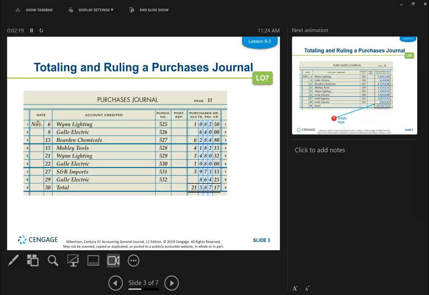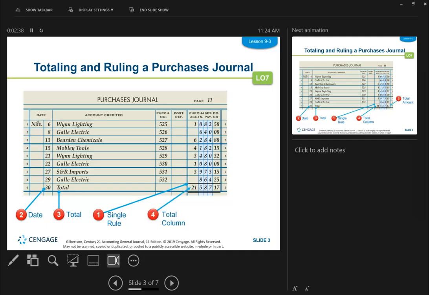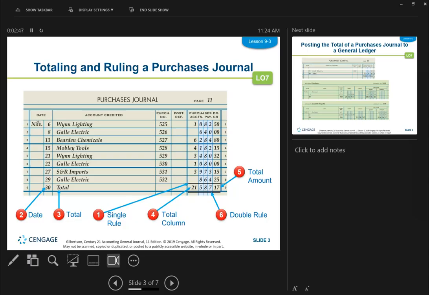So to total and rule our purchase journal, we have the single rule that says this is the end of our transactions. We have the date on which we're doing the totaling. We write the entry total, and then we sum down the total amount of credits in our purchase journal. And then a double rule to show that this is the end of the month and that's the total. We're done.